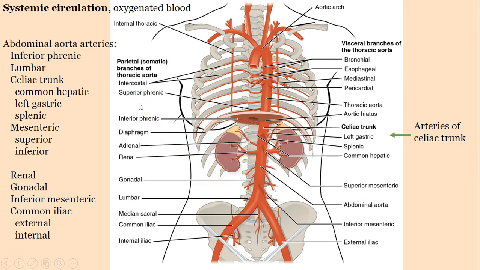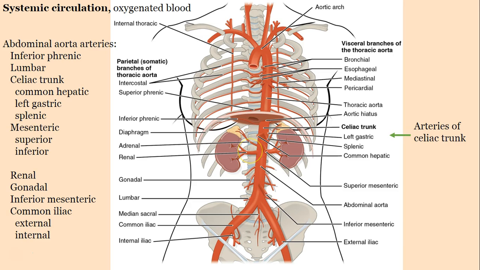Abdominal, this is where I said we get into the inferior phrenic. Here it is, inferior phrenic, influencing our breathing. Then lumbar, as the name suggests, is going to be our lower area. Celiac trunk, there's several important blood vessels of the celiac trunk. Common hepatic, we think of the liver coming off of this large artery. Gastric, we think of the stomach, and the splenic for the spleen.